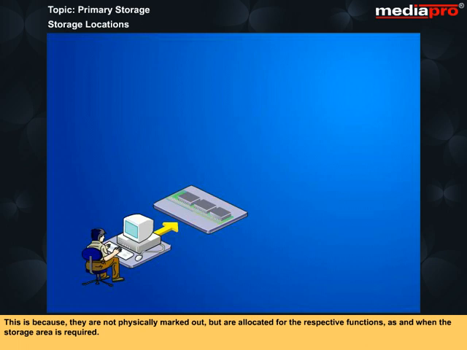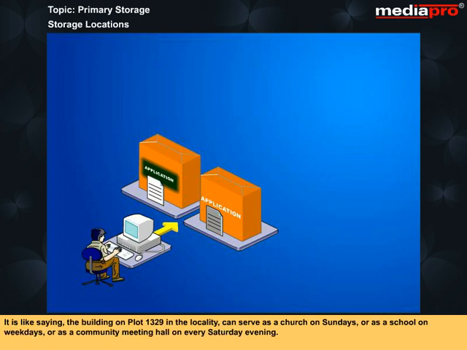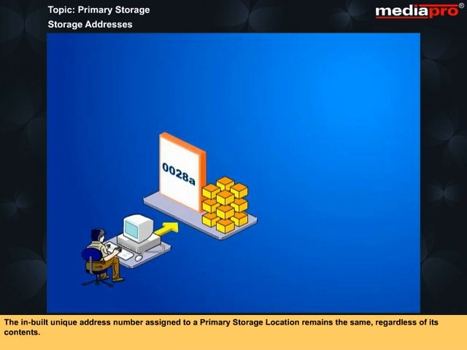storage area is required. So, a specific storage location may hold input in one application and output in the other application. It is like saying the building on plot 1329 in the locality can serve as a church on Sundays, or as a school on weekdays, or as a community meeting hall on every Saturday evening. The inbuilt unique address number assigned to a primary storage location remains the same regardless of its contents.